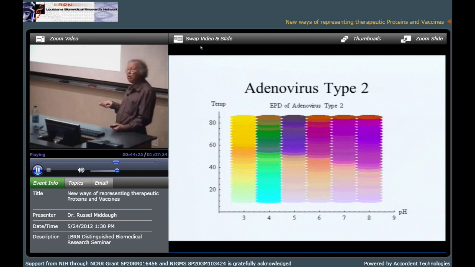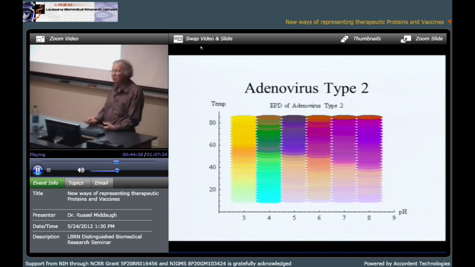We've done a lot of work on adenoviruses. Adenoviruses are one of the most popular viruses for use as gene delivery agents. However, once upon a time, there was a vaccine for adenoviruses. There was a massive outbreak of adenoviral infections in military bases, and Louisiana was one of the places, Fort Polk, where there were these massive outbreaks.